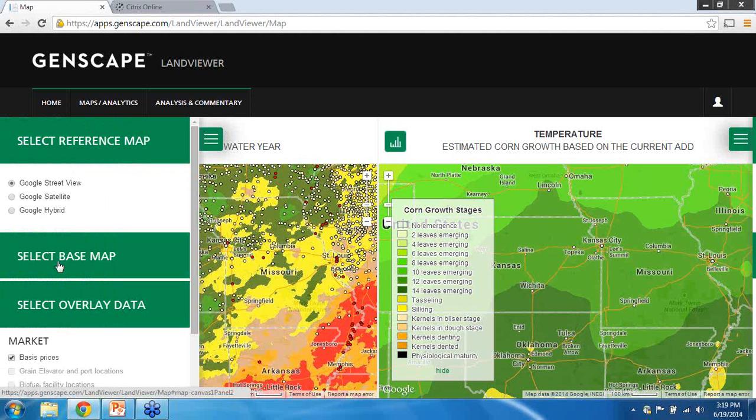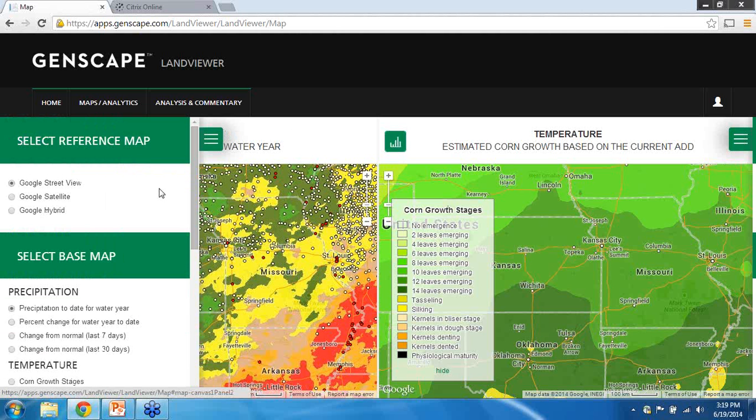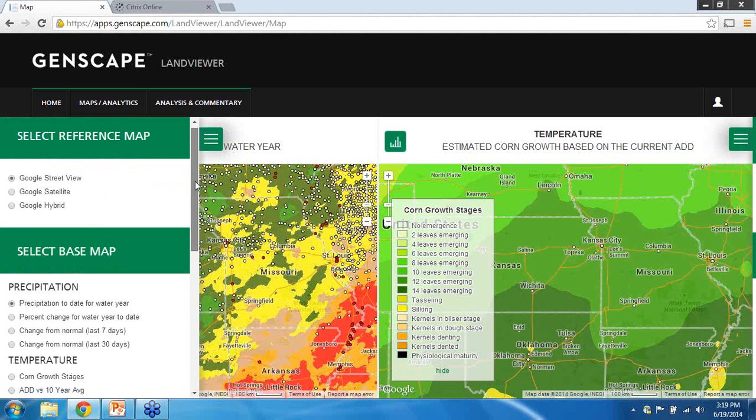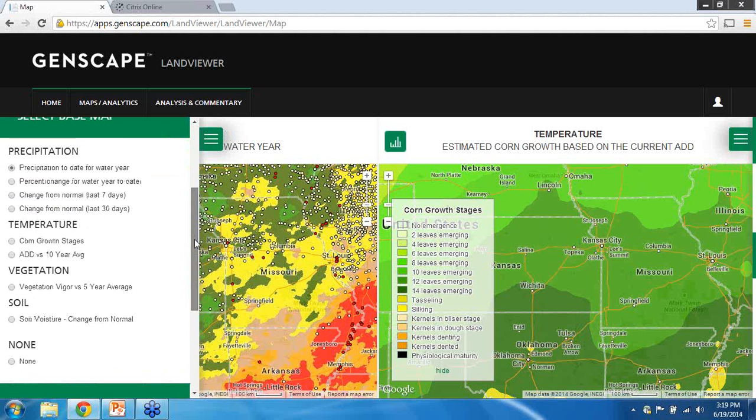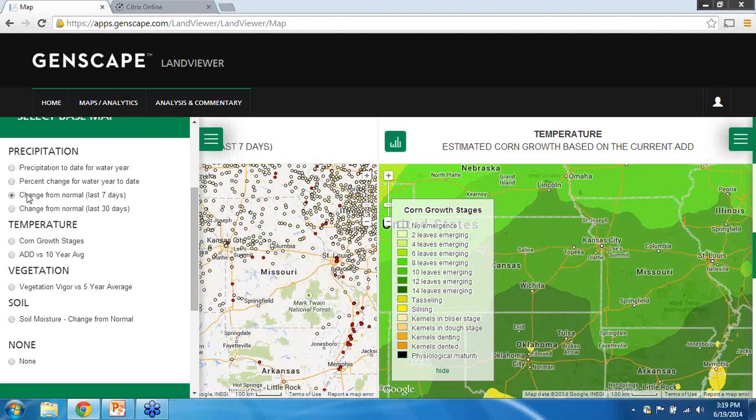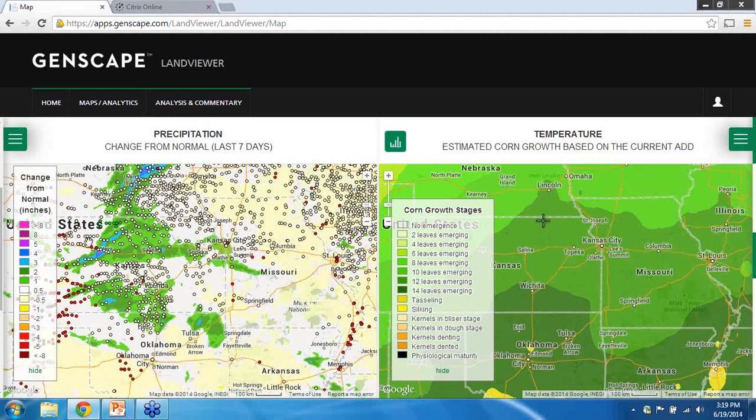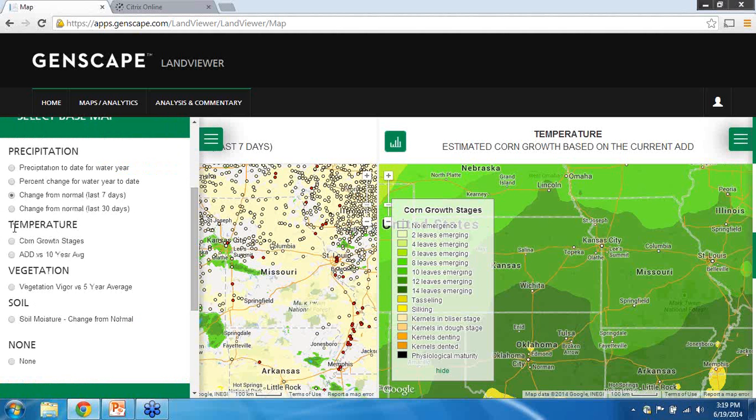Here's an example of the different base maps we have available to clients. We have different precipitation maps. If someone wants to look at change from normal for the last 7 days to get a sense of whether vegetation is declining in their area, they can look at that and see based on this information whether they're above average or below average for the past 7 days, past 30 days.